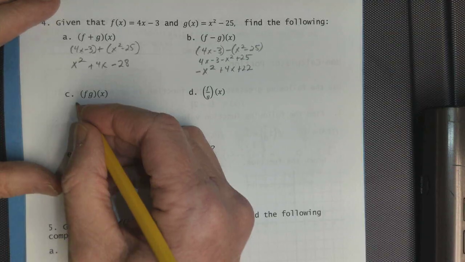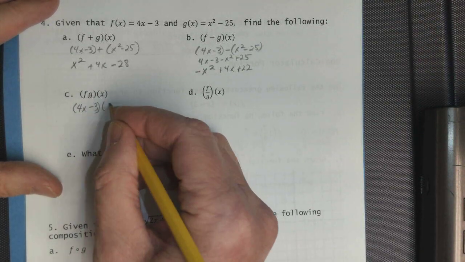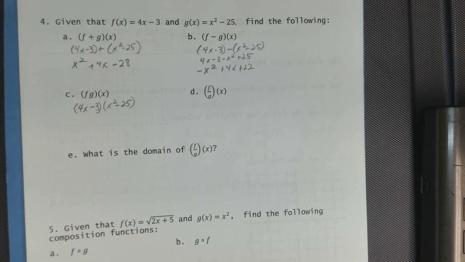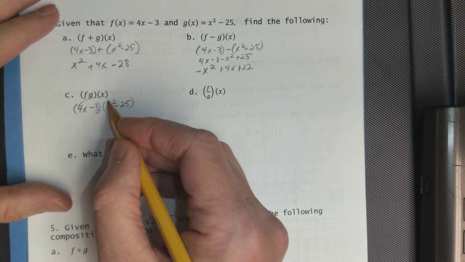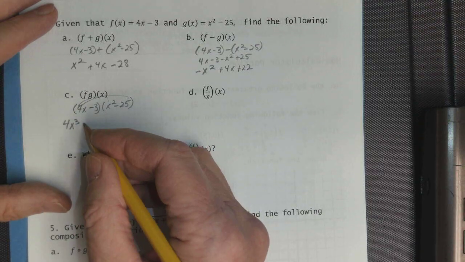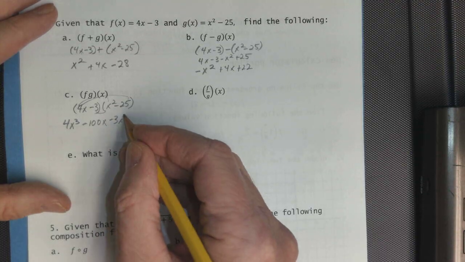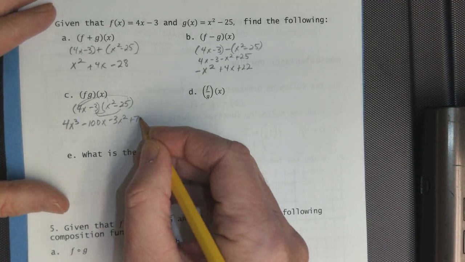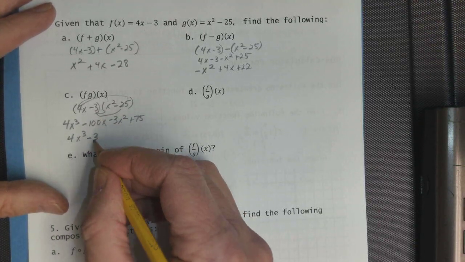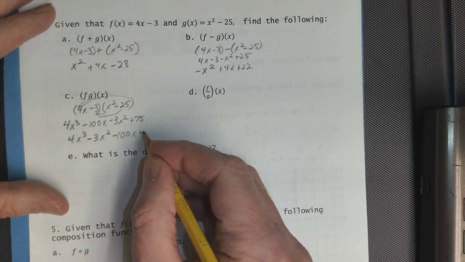F times g of x: 4x minus 3 times x squared minus 25, and that's 4x cubed minus 100x minus 3x squared plus 75. And I'm just going to put them in descending order of the exponent: 4x cubed minus 3x squared minus 100x plus 75.